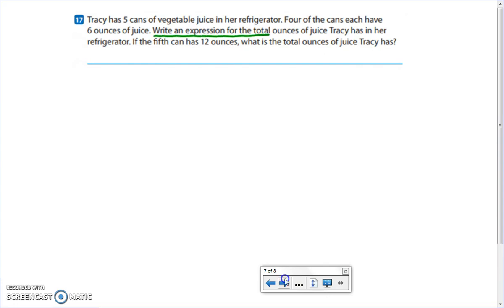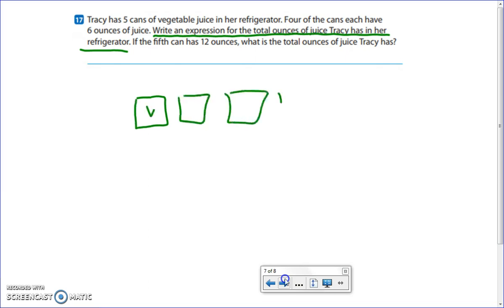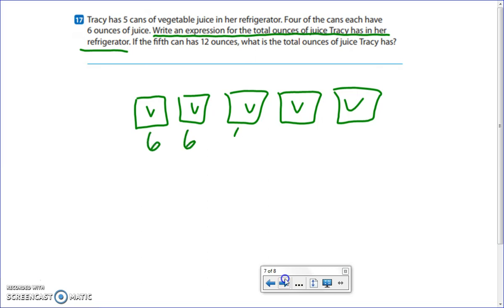So it says to write an expression, and it doesn't have a question mark on it. It's telling you that you need to do that, so it's part of your answer still. So if she has 5 cans of vegetable juice in her fridge, these are all vegetable juices, okay? And 4 of those cans each have 6 ounces of juice. 6 ounces, 6, 6, 6.